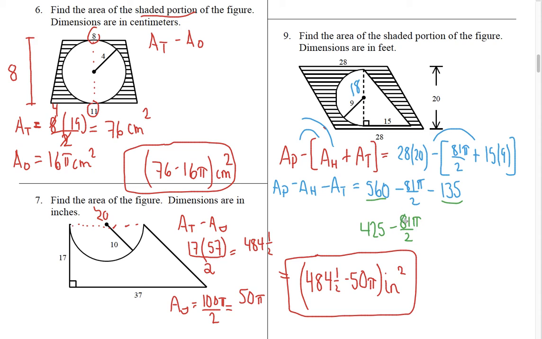Which you could write as a mixed fraction if you want, or as a decimal if you want, but it's fine like that. And then it's in feet squared. You could write it as 40½ or 40.5 if you prefer. So that's how we find the area of composite figures. We have to come up with the master plan at the beginning and then follow through on all of the little steps in between.